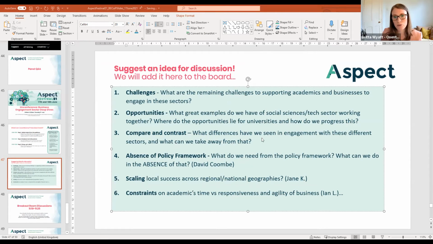Number three, comparing and contrasting: what differences have we seen in engagement with these different sectors? Right, with that, I think we're just about ready to start. Jeannie, may I ask if you've got these six breakout rooms ready? Yes, we've got breakout rooms ready.